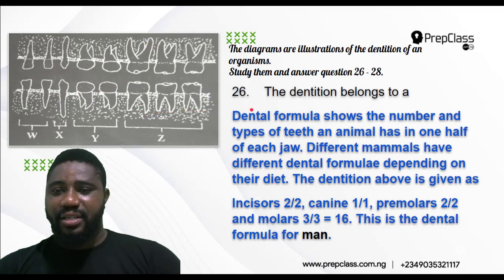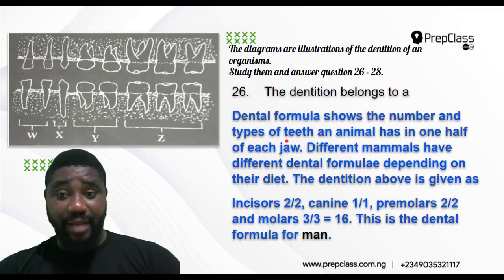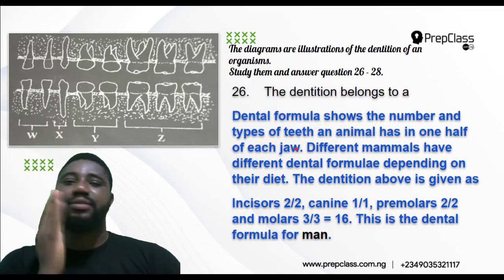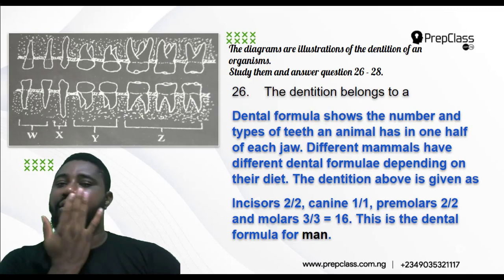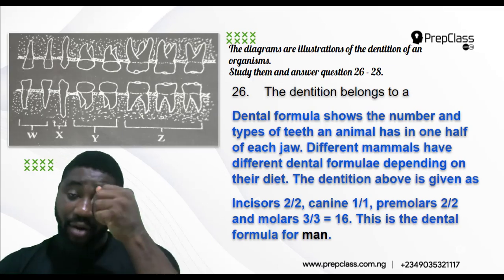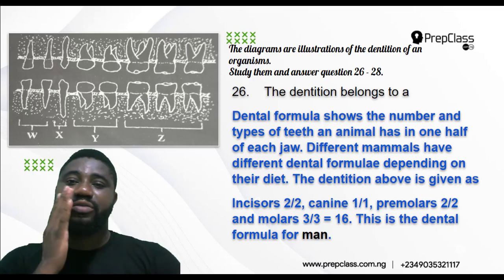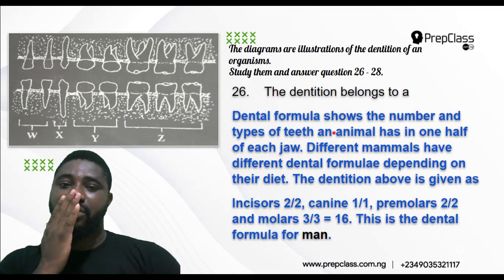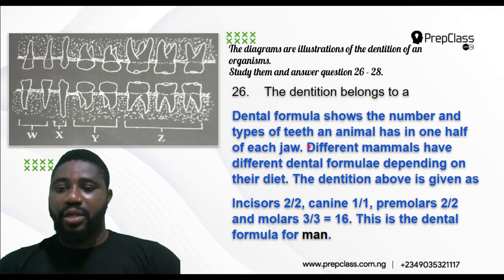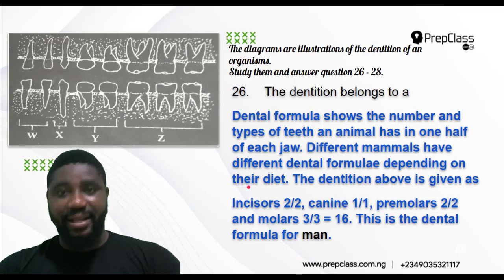Now, the dental formula shows the number and types of teeth an animal has in one half of each jaw. If you split the head like this, the number of teeth on this side and this side in an animal like a mammal are the same. So the dental formula shows the number and types of teeth around one half of each jaw. Different mammals have different dental formulas depending on their diet.